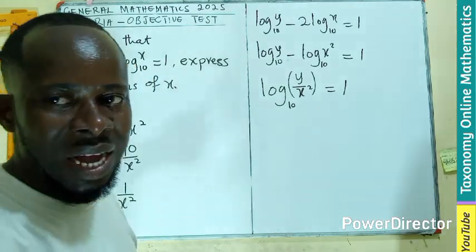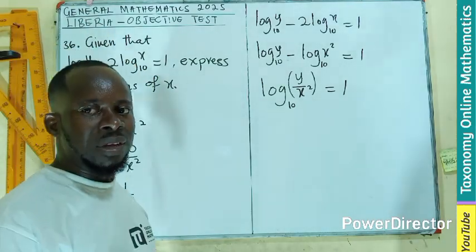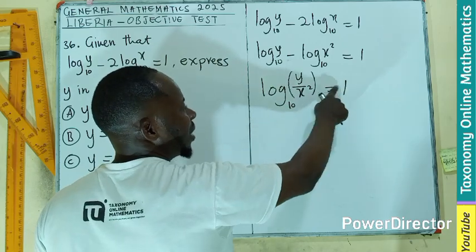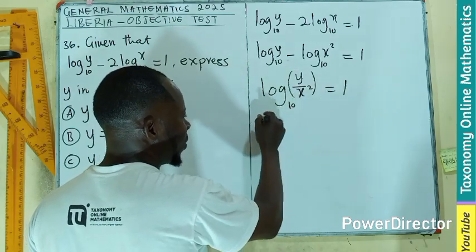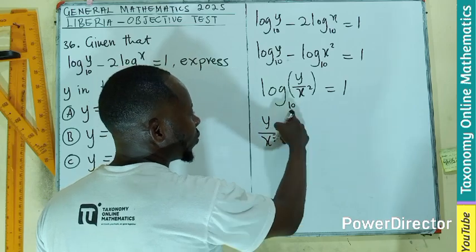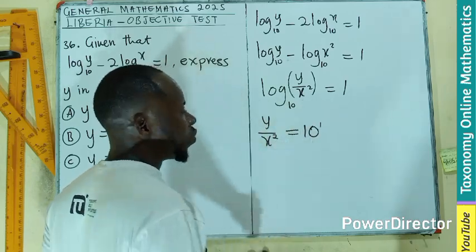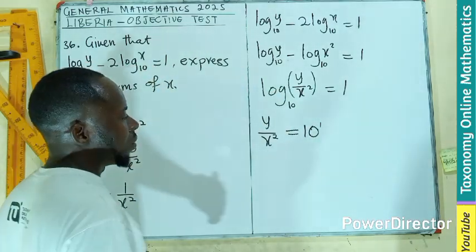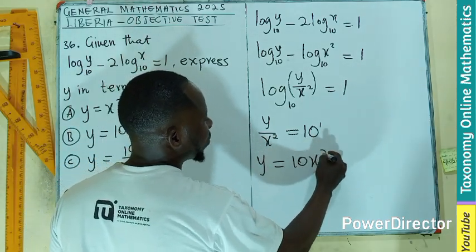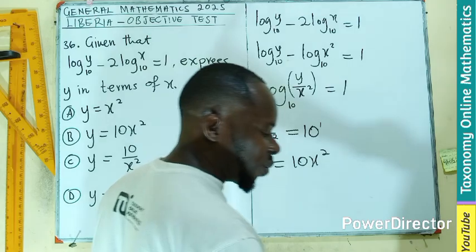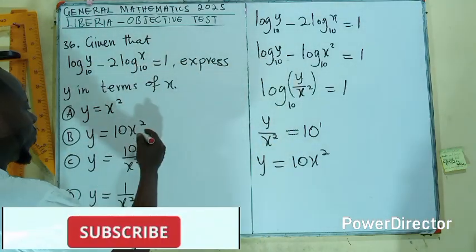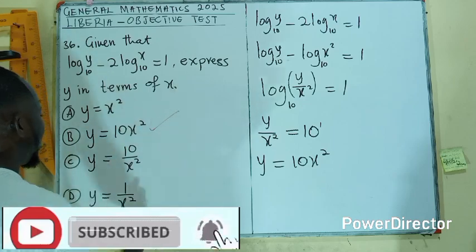1. So here we can translate from the logarithm to indices, as in the 10 carrying the 1 equals the argument, meaning y over x squared equals 10 exponent 1. If I cross multiply, y will be equal to 10x squared. 10 exponent 1 remains 10, so the value is what we have here as option B.